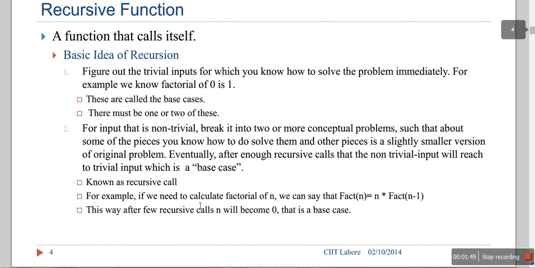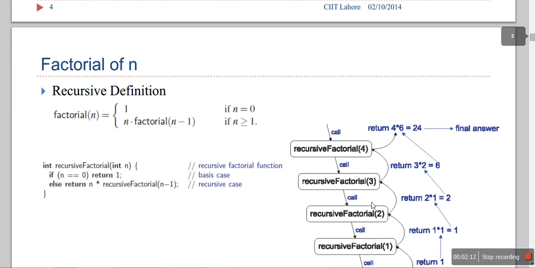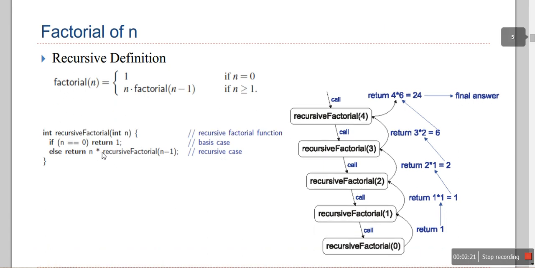For example, if we need to calculate the factorial of n, we can say that factorial of n is equal to n multiplied by factorial of n minus 1, because the factorial is the number multiplied by the numbers less than it. This way, after a few recursive calls, n will become 0, which is a base case. This is the solution according to mathematics.